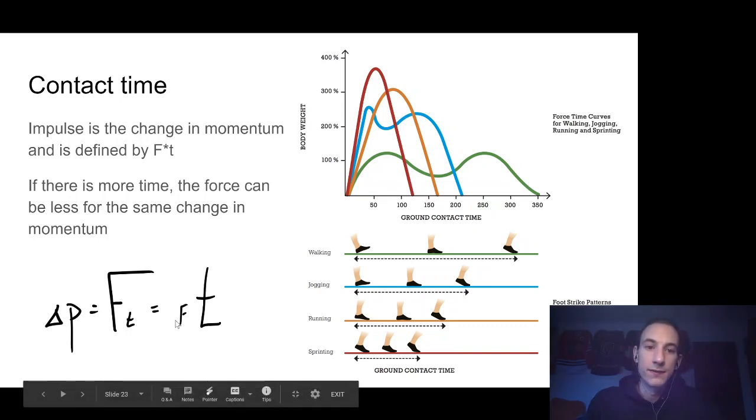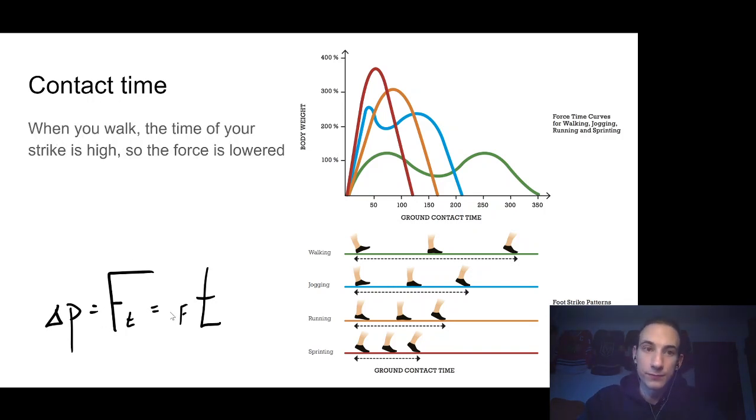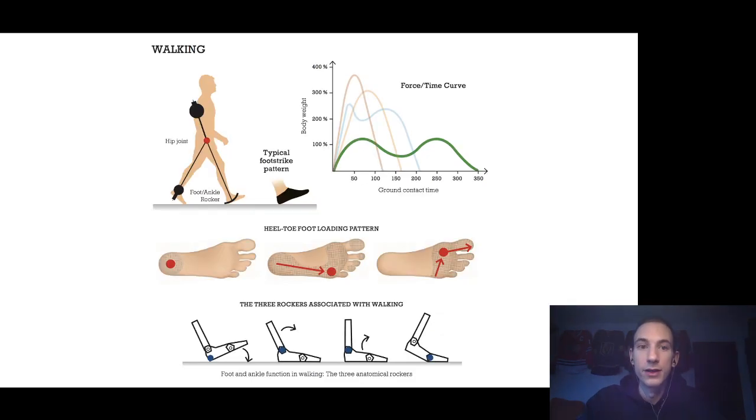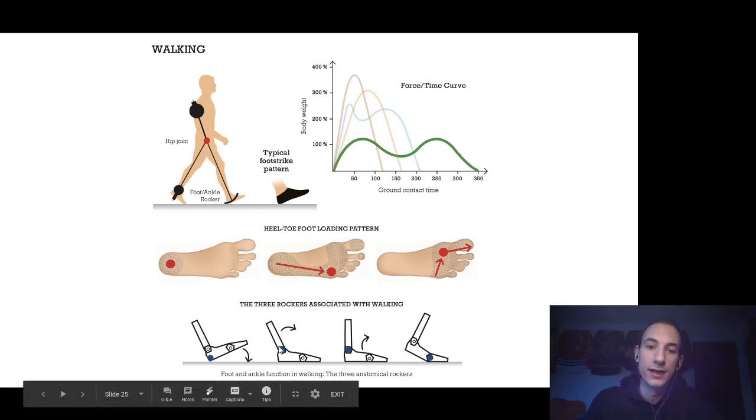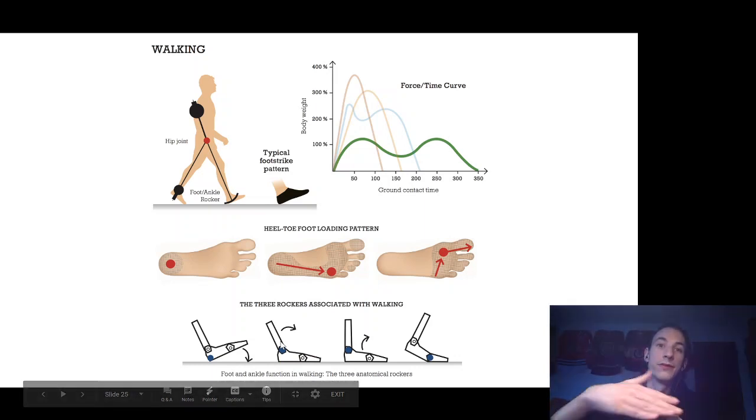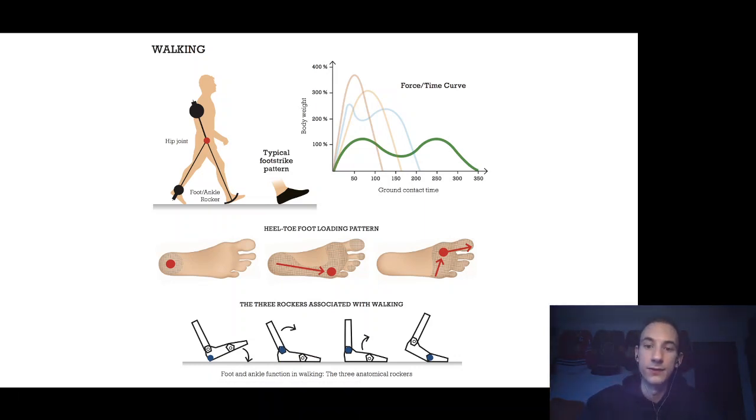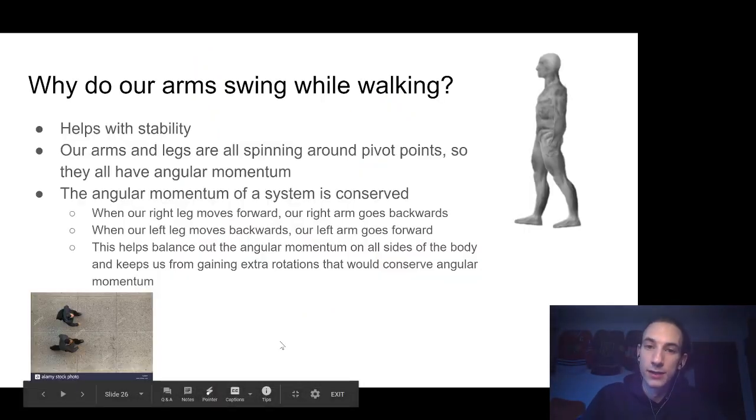So here we see, hey, if F is small, T is big. If F is big, then T is going to be small for the same change in momentum. And when you walk, the time of your strike is high, so the force is lowered. It just kind of shows how that happens. So your foot is kind of stretching down, so this collision is spread out throughout the weight of your foot instead of just striking it really quickly.